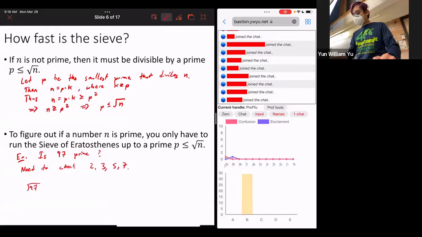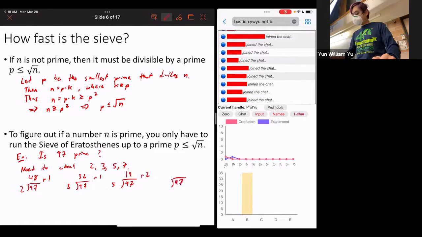So, well, 97 divided by 2 is 48, remainder 1. 97 divided by 3 is 32, remainder 1. 97 divided by 5 is 19, remainder 2. And 97 divided by 7 is 13, remainder 6. So the answer is yes. Which you could also see from the previous slide where we actually ran it for all numbers. But if you're just checking if a particular number is prime, you only need to check all these small primes, right?